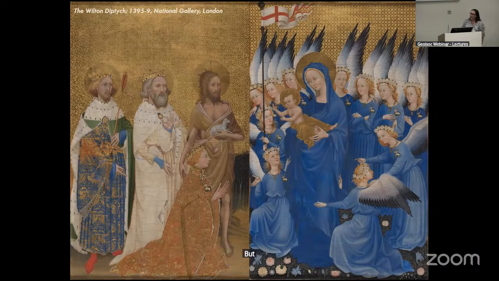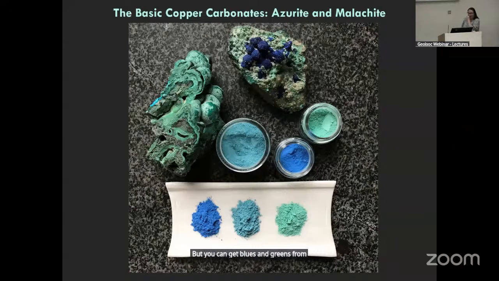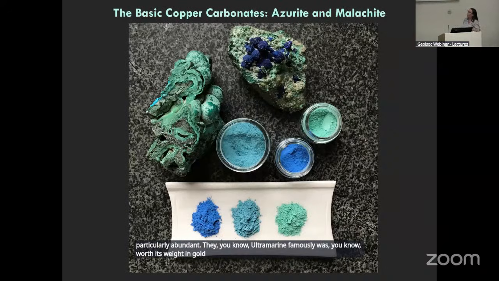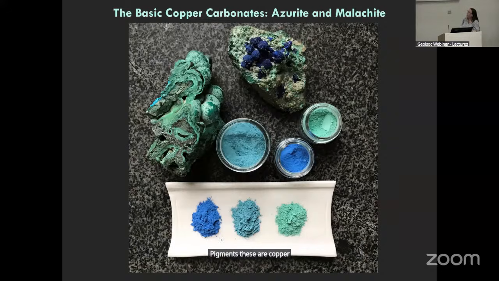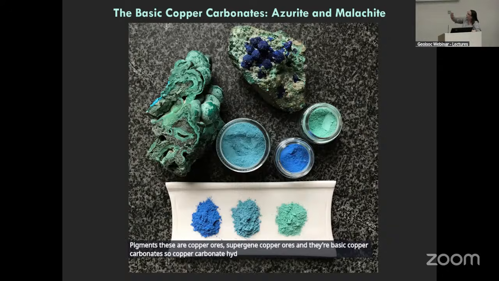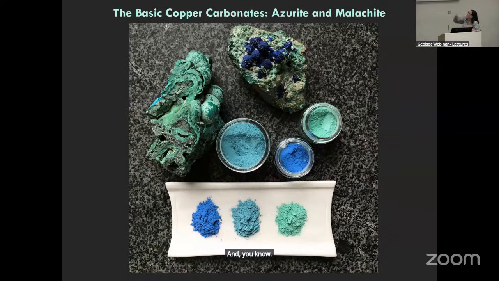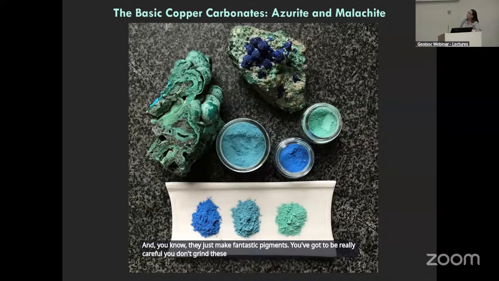But you can get blues and greens from azurite and malachite. I mean, these are not particularly abundant. Ultramarine famously was worth its weight in gold, literally, or more than gold in the Renaissance. And azurite and malachite were also expensive pigments. These are supergene copper ores, basic copper carbonates, so copper carbonate hydroxides, and they just make fantastic pigments. You've got to be really careful you don't grind these too small though, because they do start to lose their colour.